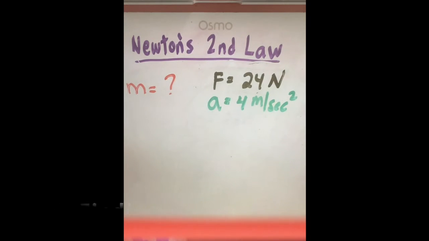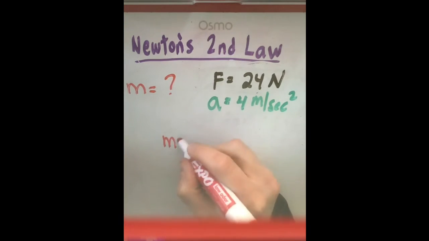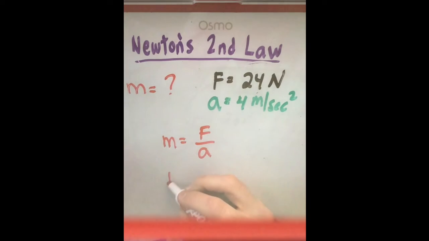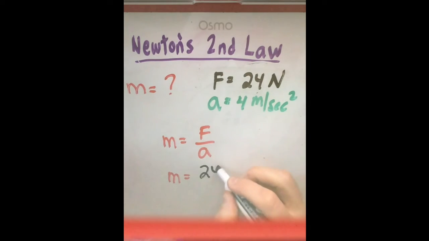What is the mass of an object that has an acceleration of 4 meters per second squared when a force of 24 newtons is applied to it? Well, we're going to take our formula, mass equals force over acceleration. And we're going to start plugging our numbers in. The force is 24 newtons, and the acceleration is 4 meters per second squared. So the mass of this object must be 6 kilograms.